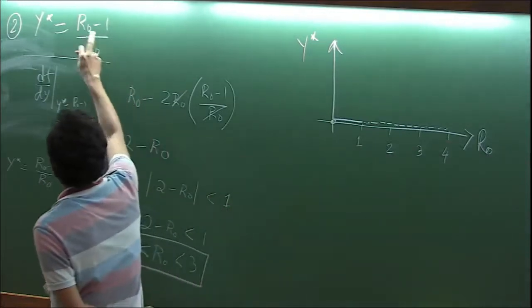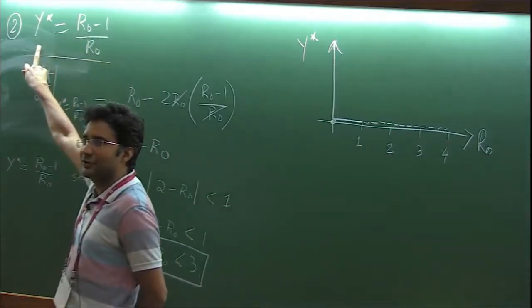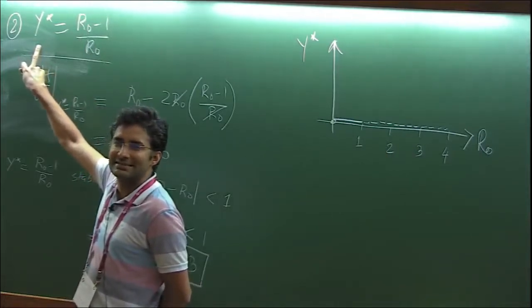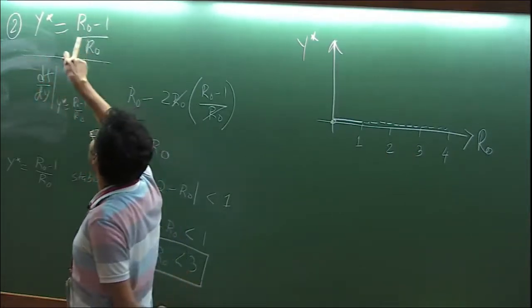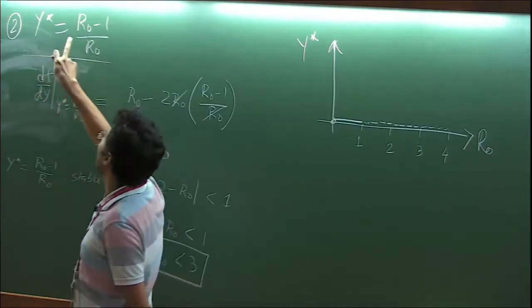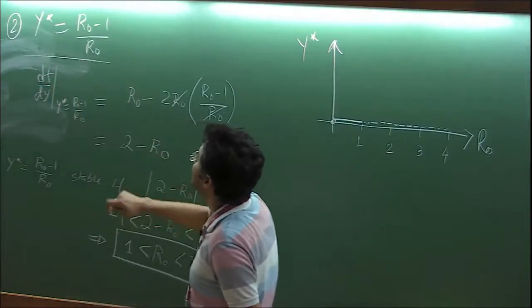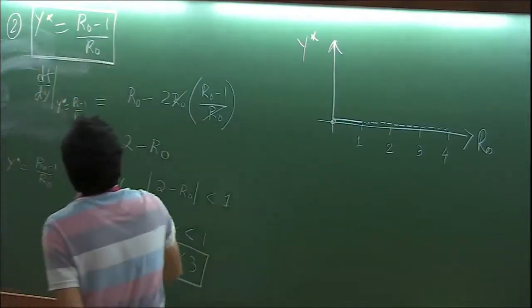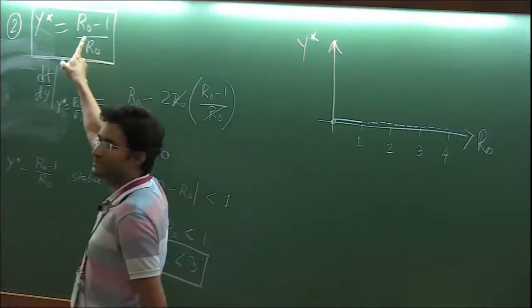For R0 less than 1, what is this? This is negative. Should I even plot this? A negative population density doesn't make sense, right? So I will not even plot this for R0 less than 1. But for R0 greater than 1, how does this look? This is a simple plotting exercise, right? So for R0 greater than 1, this is positive.